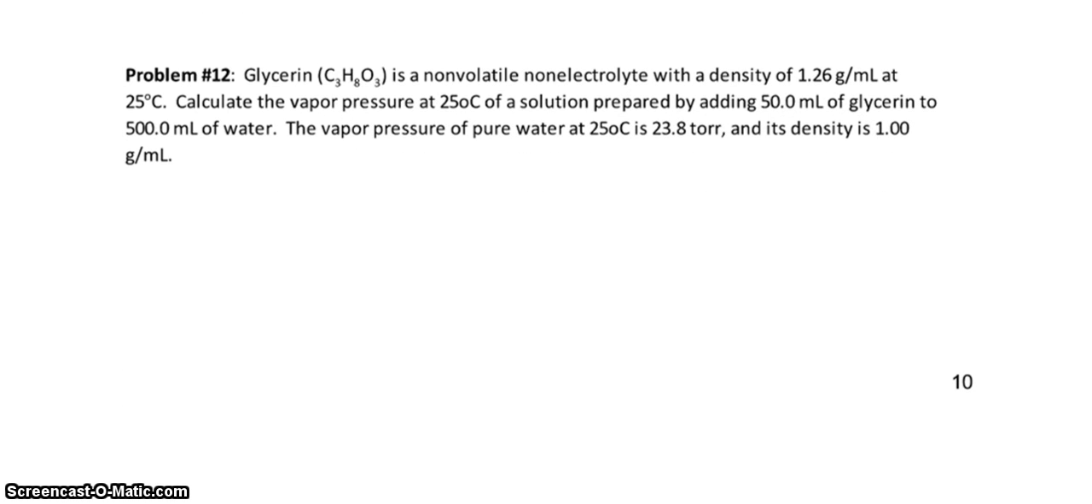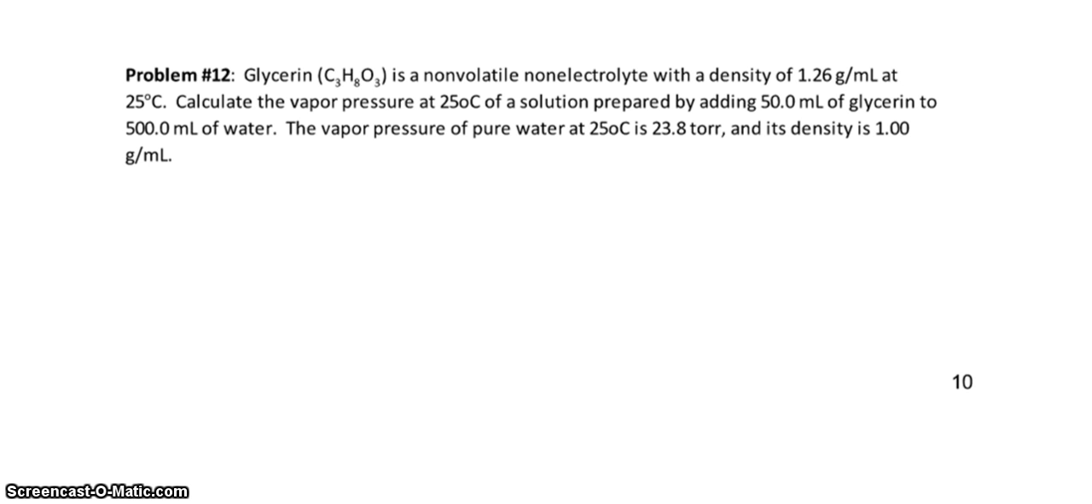So here we go. Glycerin is a non-volatile non-electrolyte, which means it doesn't break up into ions, with a density of 1.26 grams per milliliter at 25 degrees Celsius. Calculate the vapor pressure at 25 degrees of a solution prepared by adding 50 mL of glycerin to 500 mL of water. The vapor pressure of pure water at 25 degrees Celsius is 23.8 torr, and its density is 1 gram per milliliter. So what are they asking you to do? They're asking you to calculate vapor pressure. So obviously we have a new vapor pressure. We are adding a solute into a solvent, and therefore we need to be using Raoult's law again.